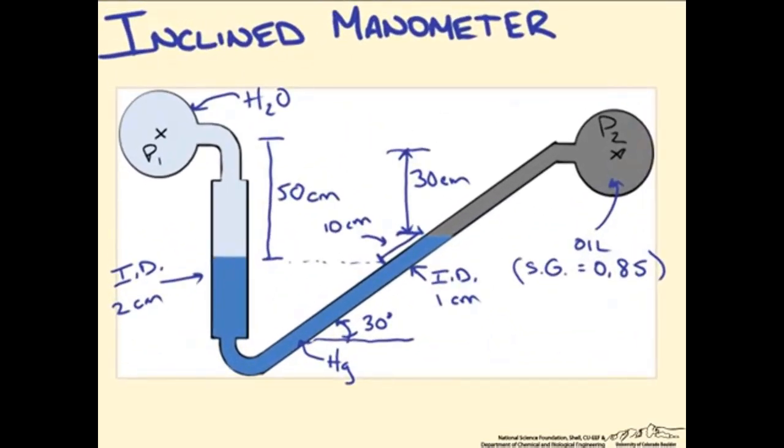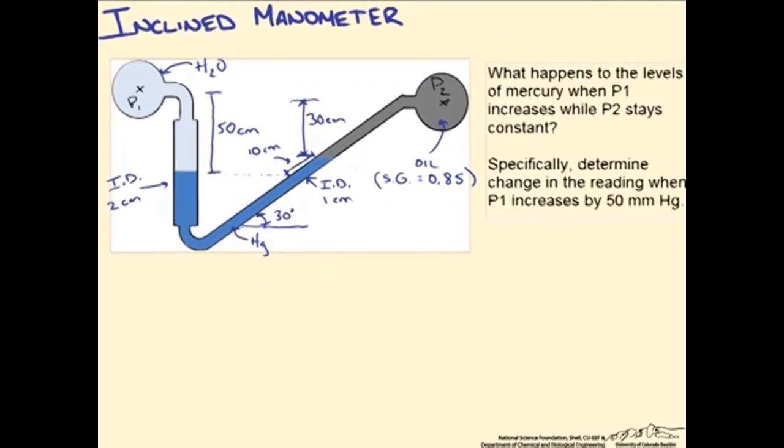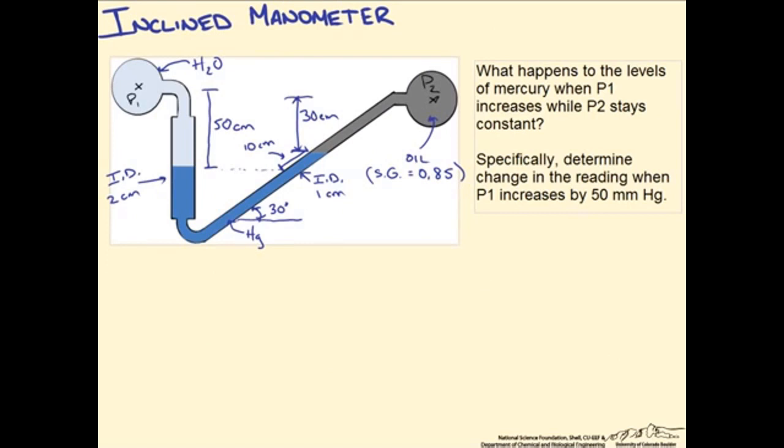So I've drawn a manometer with specific dimensions here. And I'm curious as to what happens to the level of mercury as pressure on the left side of the fluid increases just slightly, while the pressure reading on the second side stays constant. So specifically, once we figure that out, we'll determine what that change in the reading is when pressure 1 is going to increase by 50 millimeters of mercury.